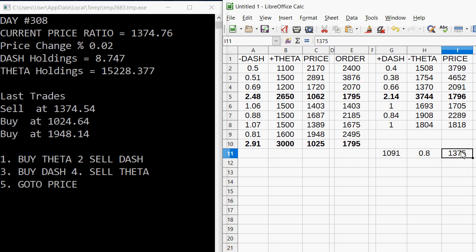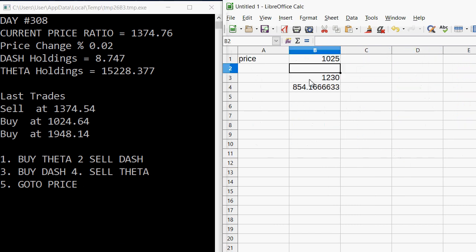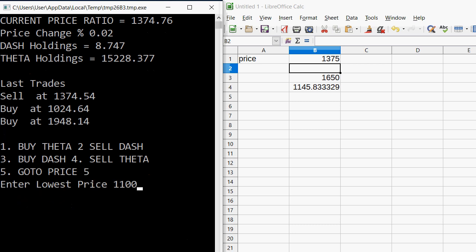Okay, so now with that 1375 price, let's see where we go from here. 1145 on the low, so let's even go 1100 even. And on the high, 1675.